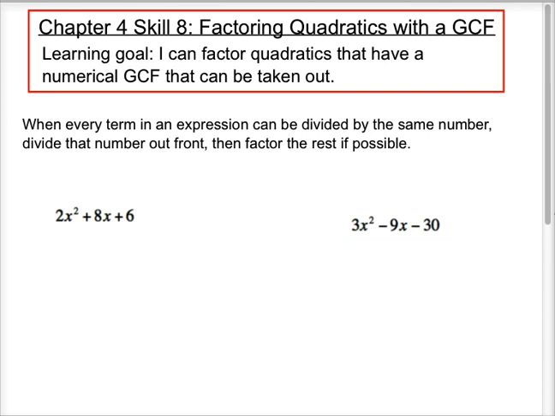Now, what I mean by GCF is a greatest common factor. Greatest common factor means that if every term in these quadratics can be divided by the same number, then you can pull that number out front first. Okay? So let's take a look at what I mean by that.